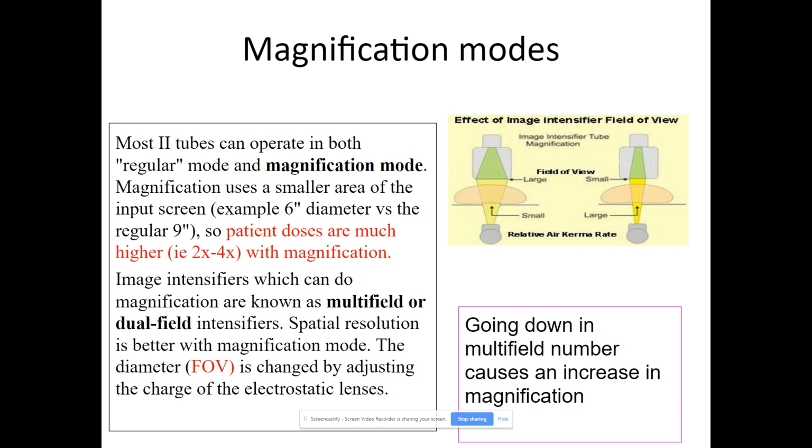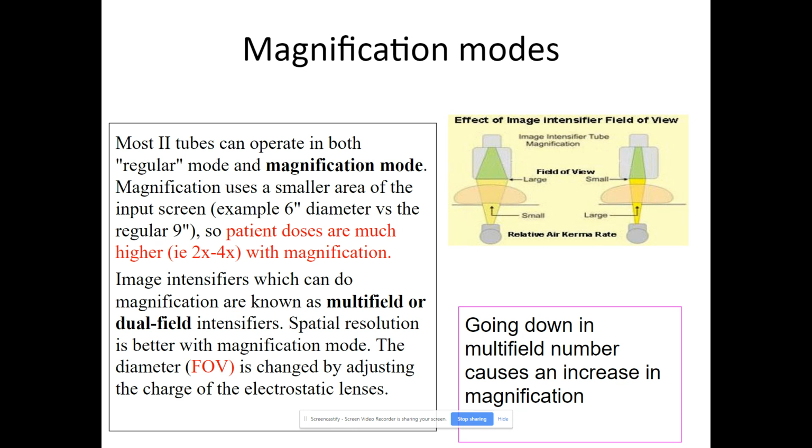But you can utilize fluoro in what's known as a magnification mode. Right? And it's inversed, kind of like the way CR is in our lab. Right? When the number goes down, the magnification increases. So when we go from, let's say when we go from 9 to 6, we get more magnification.